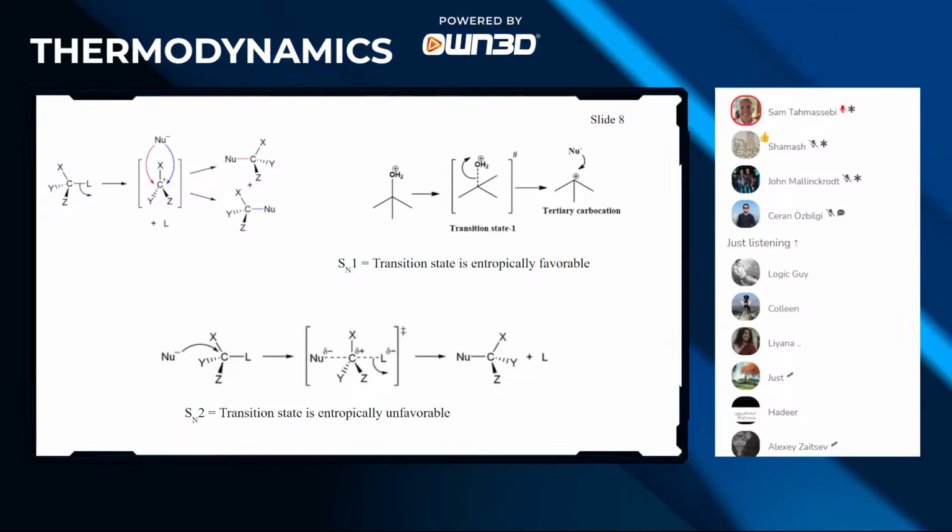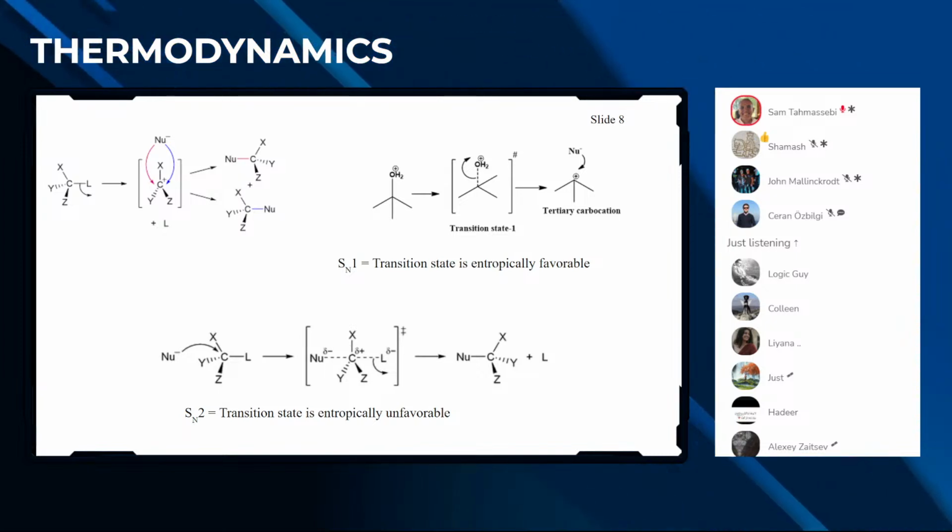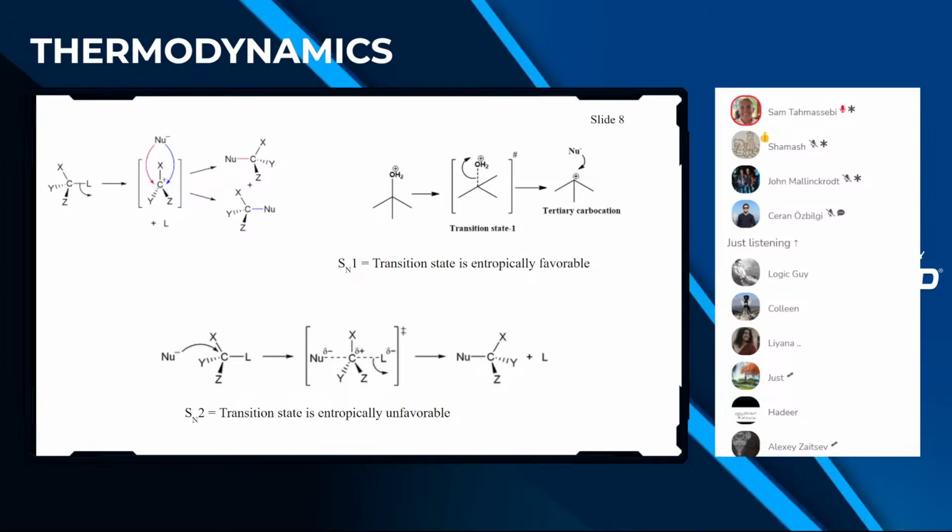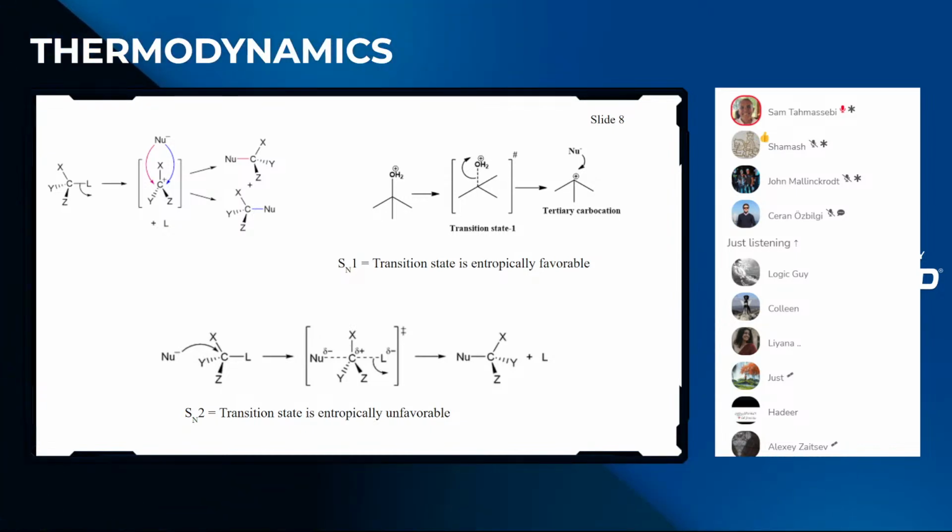And I end up with CXYZNu. In the bottom one, that's substitution nucleophilic second order, meaning that in the rate determining step, two molecules collide. That is the slow step in the reaction.